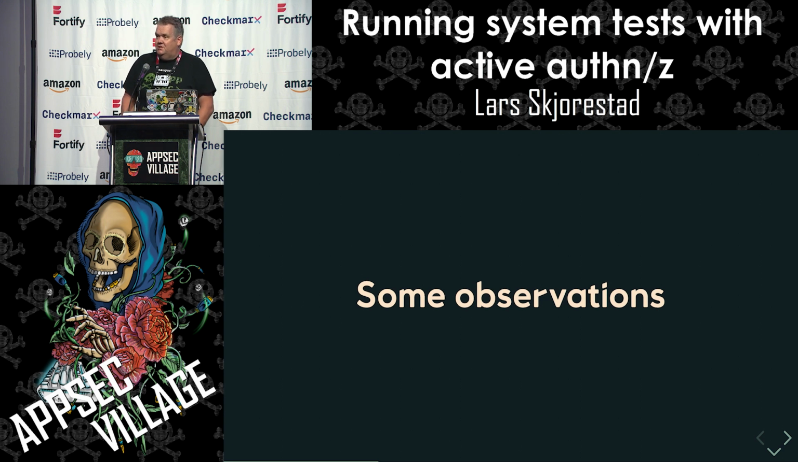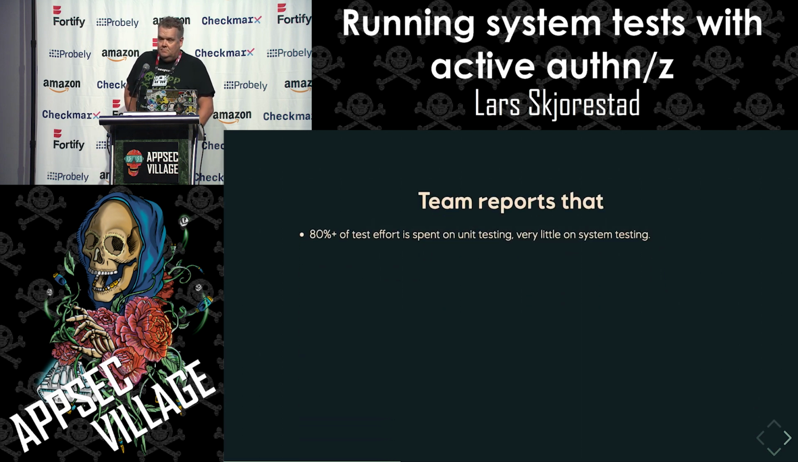So, some observations that we have made from our postmortems and discussing with the DevOps developer teams and so on is as following. Our team reports that 80% of our test effort is spent on typically unit testing. We do very little of system testing. We also see that authentication and authorization are either mocked, stubbed, or disabled when testing.